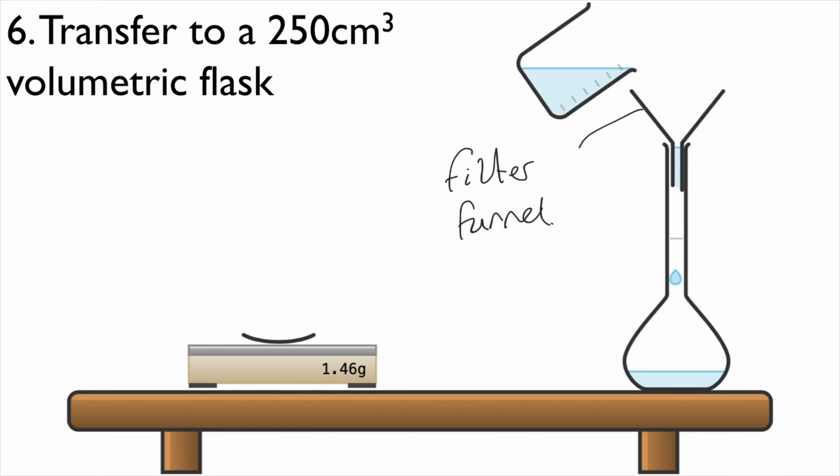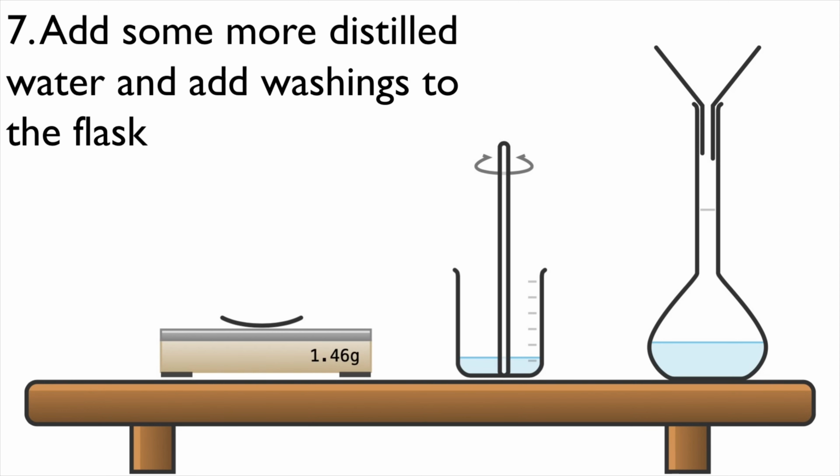And again, it's really important, all the bits of solid in here we're wanting to get into the flask here. Step 7, we're going to add some more distilled water to our beaker, and we're going to wash. This is known as washing. So we're going to wash the rinsings of this back into the beaker, into the volumetric flask, and then we're going to use the distilled water bottle. We're going to wash this as well into here.